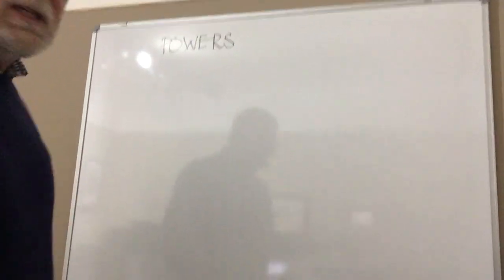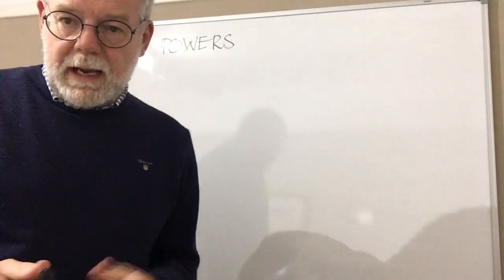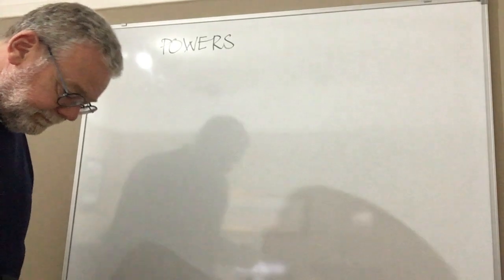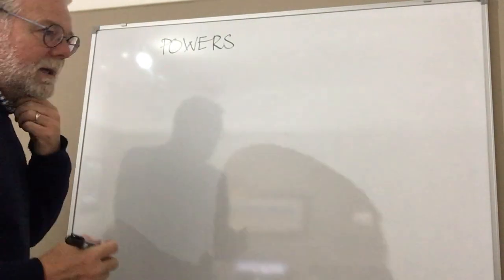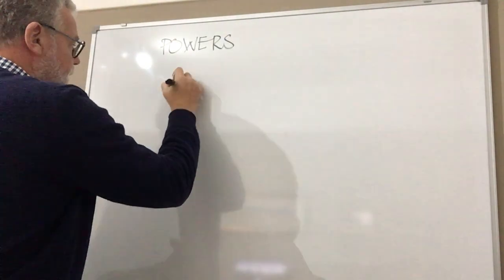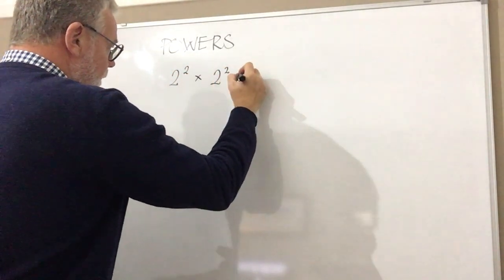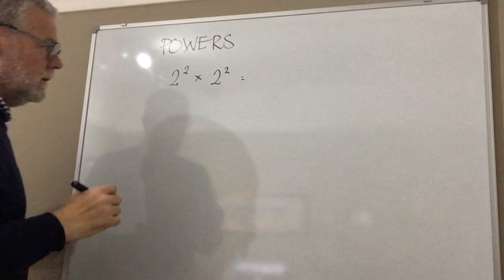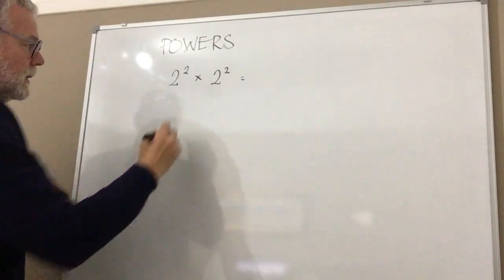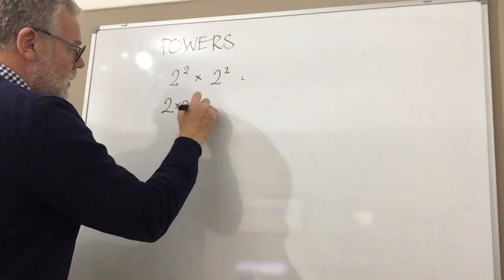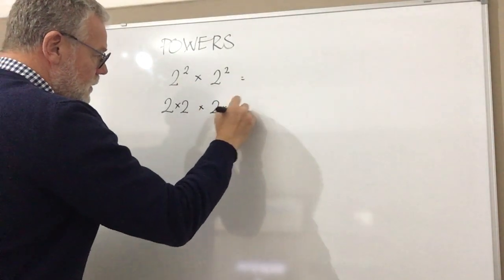In this clip we're going to explore how we use powers or indices. Let me give you an example. If I said I've got 2 squared times by 2 squared, what's the answer? Well, first of all, let's think how else we could write this. We could write it as 2 times 2 times 2 times 2.